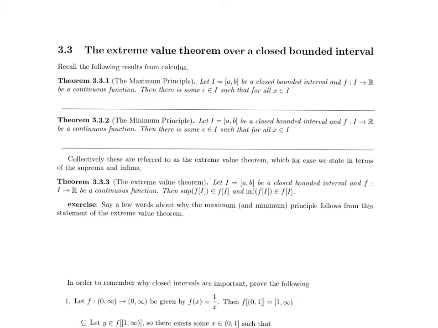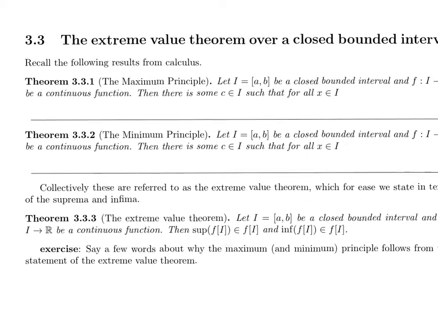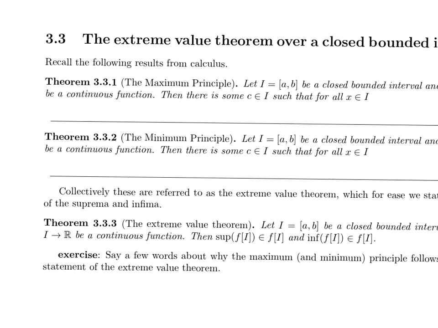Let I equal the closed interval from a to b be a closed bounded interval, and f from I to R be a continuous function defined on I. Then there is some input c in I, such that for all x in I, well, c is supposed to be like the input that maximizes. So it better be that f of c is bigger than or equal to f of x.